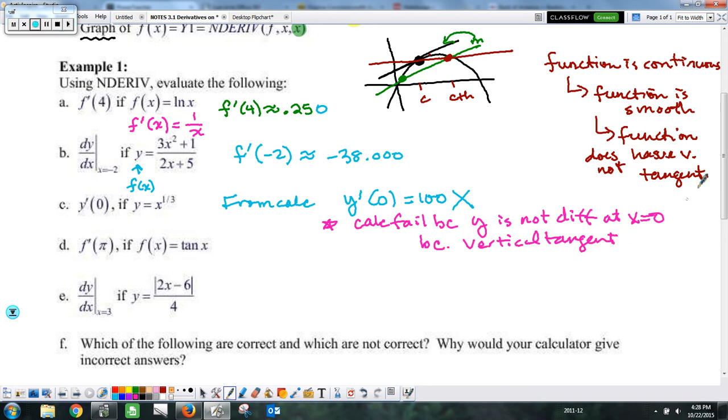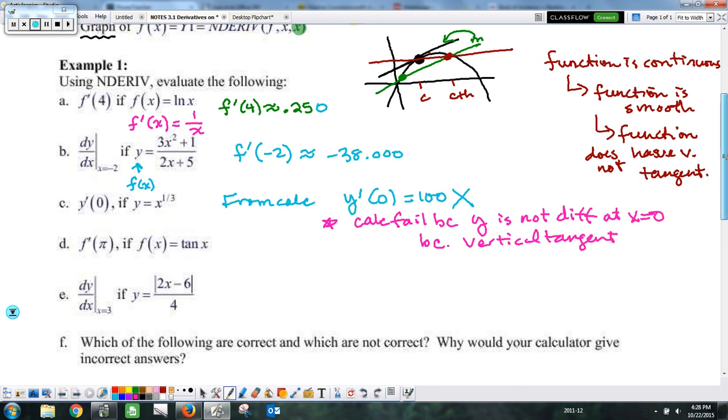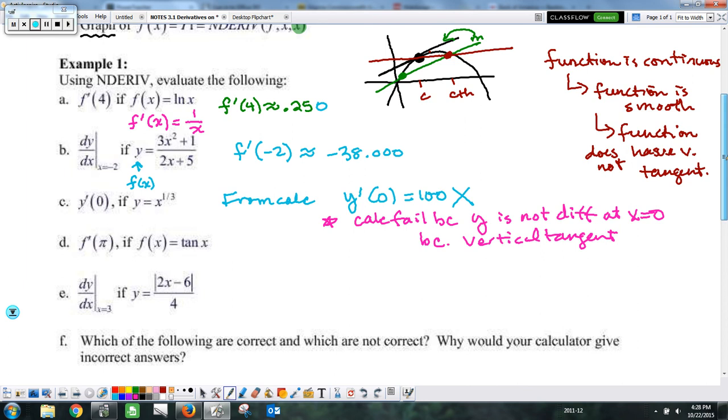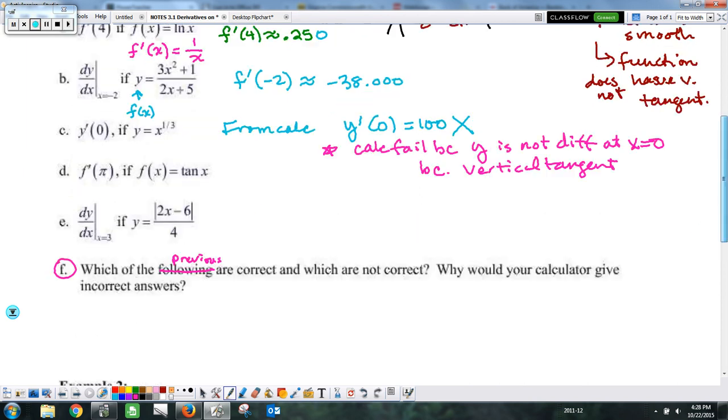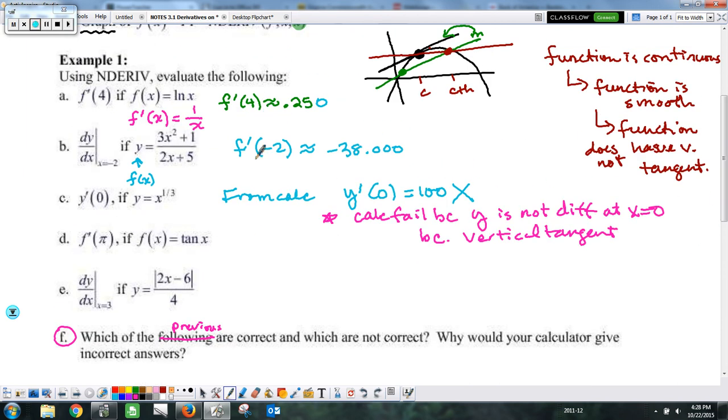So you do have to be wary of the calculator and make sure that you're thinking about what's really happening there. Down here in F, where it says which of the following are correct and not correct, really it should say which of the previous are correct and not correct. I was okay really up until here and here, because at the value of interest it was smooth, continuous, and didn't have a vertical tangent line. But here we have a problem.